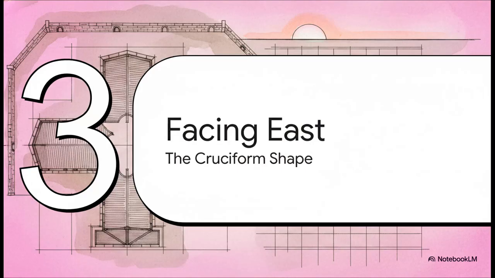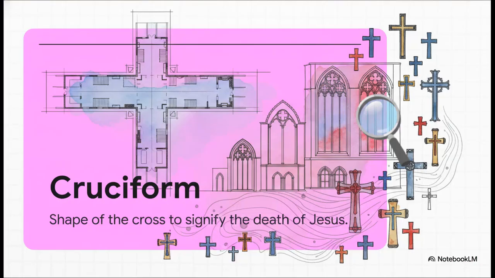All right, Section 3. Facing east, the cruciform shape. Now you absolutely have to remember this key term for your GCSE revision, cruciform. It literally means cross-shaped. By building in a cruciform layout, it means when you walk in, you are essentially worshiping inside a giant 3D map of Jesus' sacrifice. The building itself becomes a constant structural reminder of that specific event.